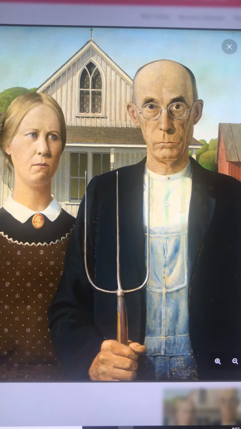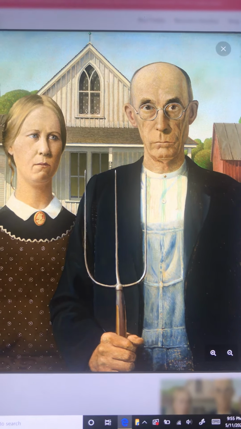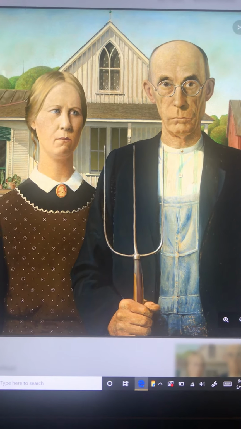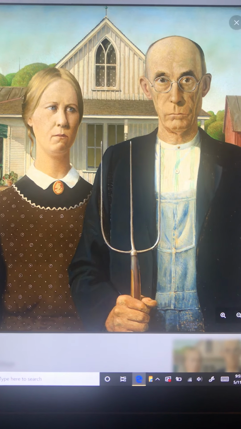Grant Wood was born and raised in Iowa. He grew up in a farmland, and like this painting, many of his other artworks showcase rural America. However, this is Wood's most famous piece of art. His childhood upbringing is partly his artwork inspiration.